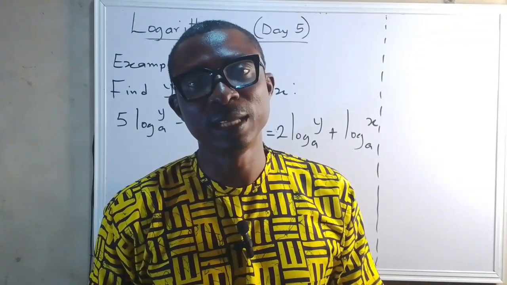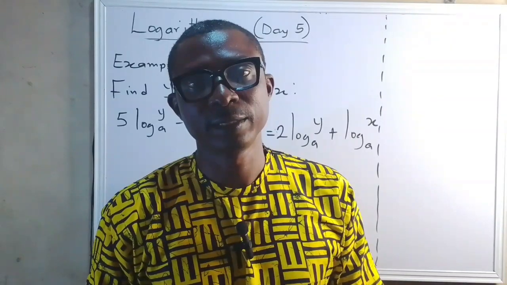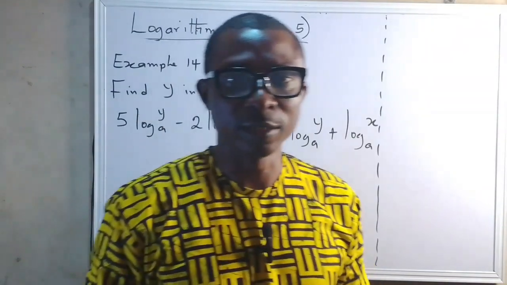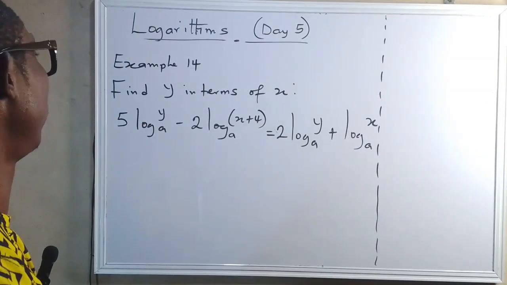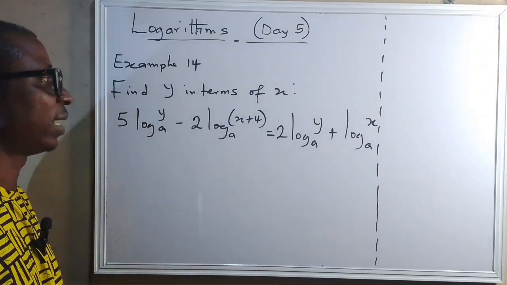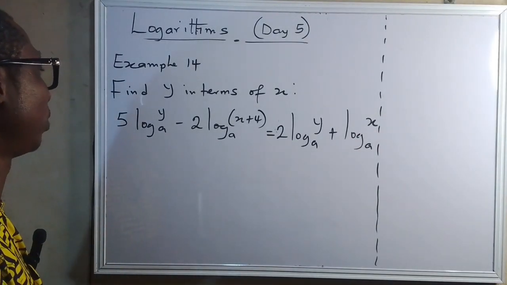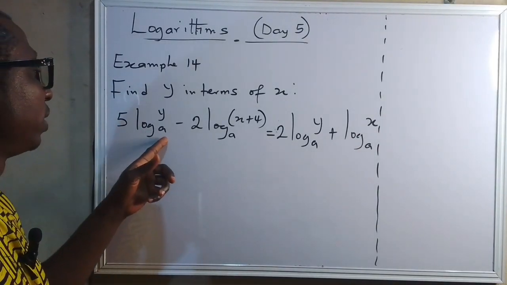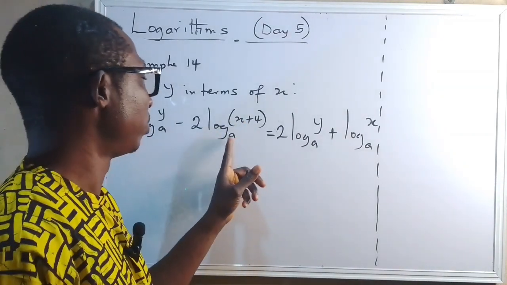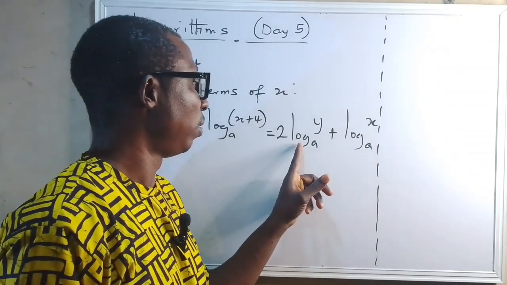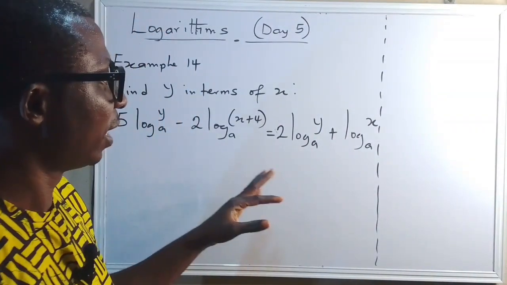Now today we are going to be diving into another aspect of logarithms, right? So let's quickly look at the problem we have here, example 14. You have to find y in terms of x. So we have 5 log y base a minus 2 log (x plus 4) base a equals 2 log y base a plus log x base a.